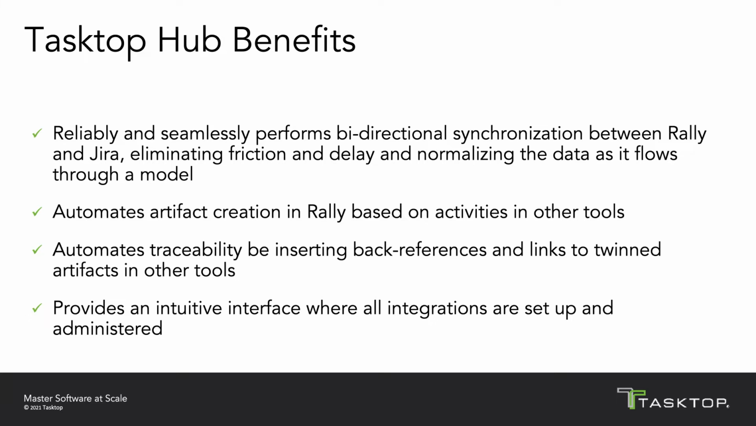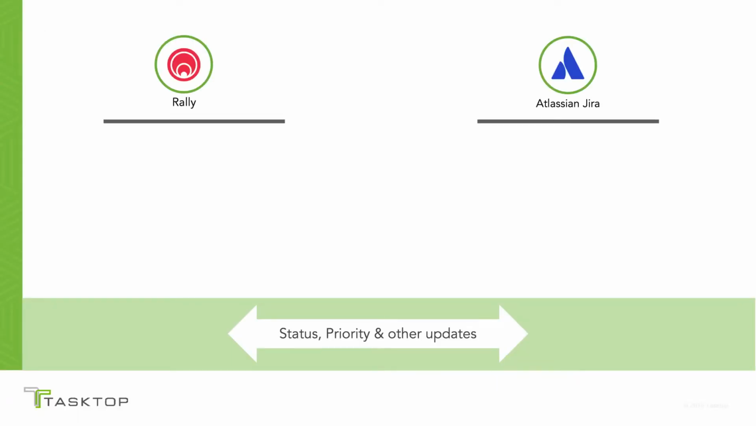We'll see how Tasktop automates artifact creation in Rally based on activities in other tools like Jira, Azure DevOps, or GitLab. We'll also see how Tasktop automates traceability by inserting back references and links to twinned artifacts and other tools. We'll also end the demo by seeing the intuitive admin user interface where all the integrations are set up and administered.